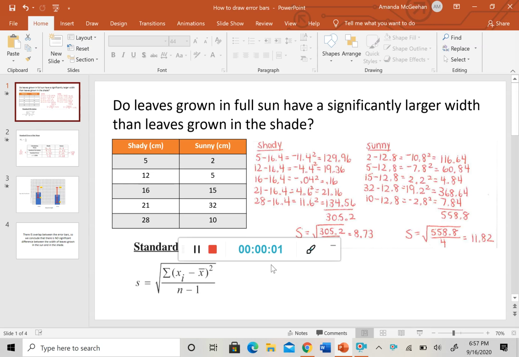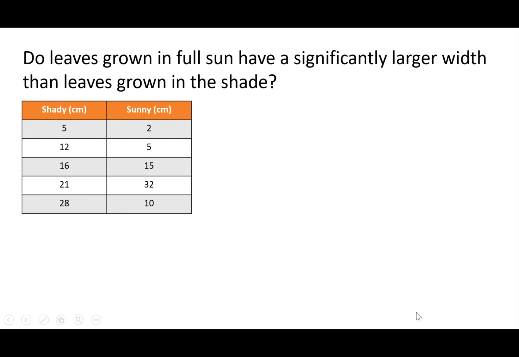Hi everyone, I wanted to make a quick video for you guys on how to deal with standard deviation and standard error, and more so how to do the standard error bars on a graph. I apologize, you can probably hear the Mr.